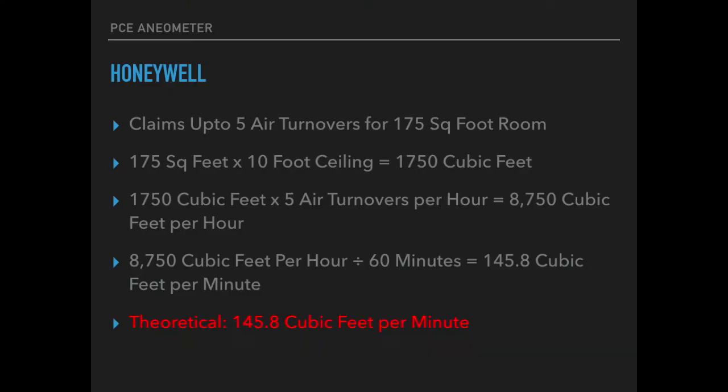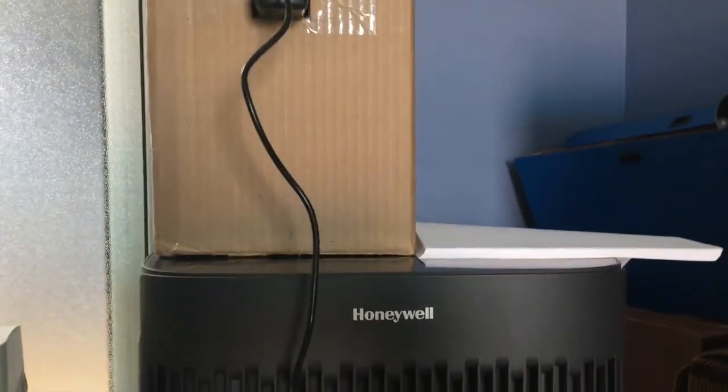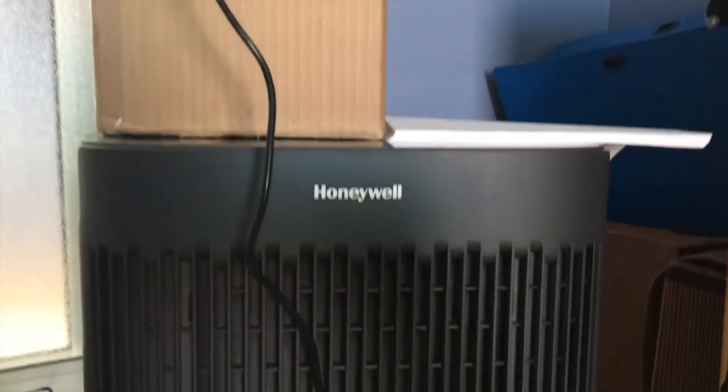So based on the Honeywell Insight packaging, the manufacturer claims that there are 5 air turnovers for a 175 square foot room, which means that at some point it should provide at least 145.8 cubic feet per minute of airflow. Just as a caveat, this rudimentary setup is likely going to underestimate the number of cubic feet per minute of output that this Honeywell Insight can perform.